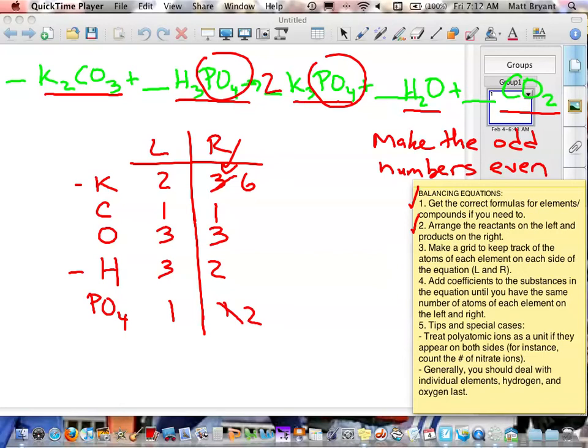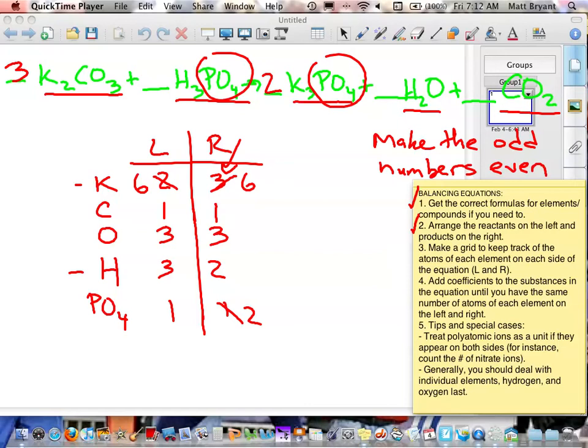Because remember, adding a coefficient changes everything. So, now, we're in pretty good shape. Now, in order to balance potassium on the other side, obviously, what times 2 gives you 6? I believe it's 3. So we're going to add a coefficient of 3 in front of potassium carbonate. 2 times 3 is 6, so we have 6 potassium atoms on the left side of the equation.